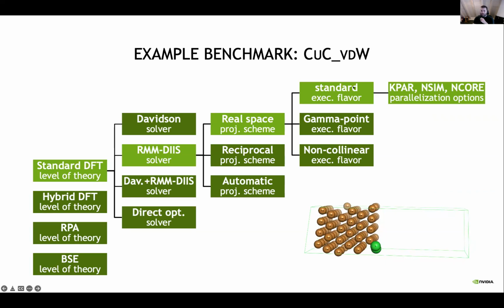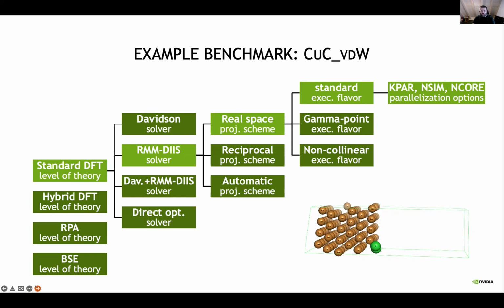And then there are three kinds of executable flavors in VASP. So the gamma point executable flavor allows you to do a mathematical trick when you only work at the K point that is centered at 0, 0, 0, which is called the gamma point. And then there's a bunch of parallelization options. And basically, the selection of what you choose here will determine how well, or if at all, your calculation will be GPU accelerated, right?